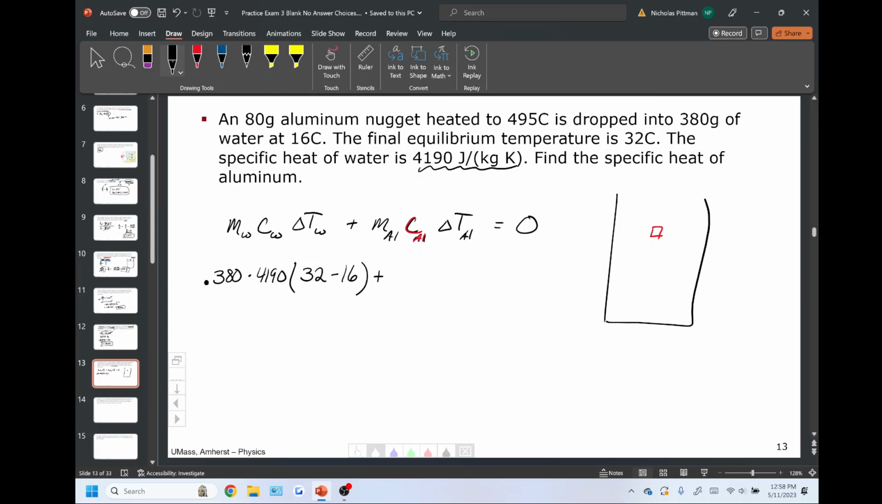Okay, aluminum, I'm going to do the problem in kilograms, so we have 0.08 kilograms of aluminum times our unknown variable. Delta T for the aluminum is T final minus T initial. The final temperature is 32 because the whole system settles there, and the initial temperature is 495.